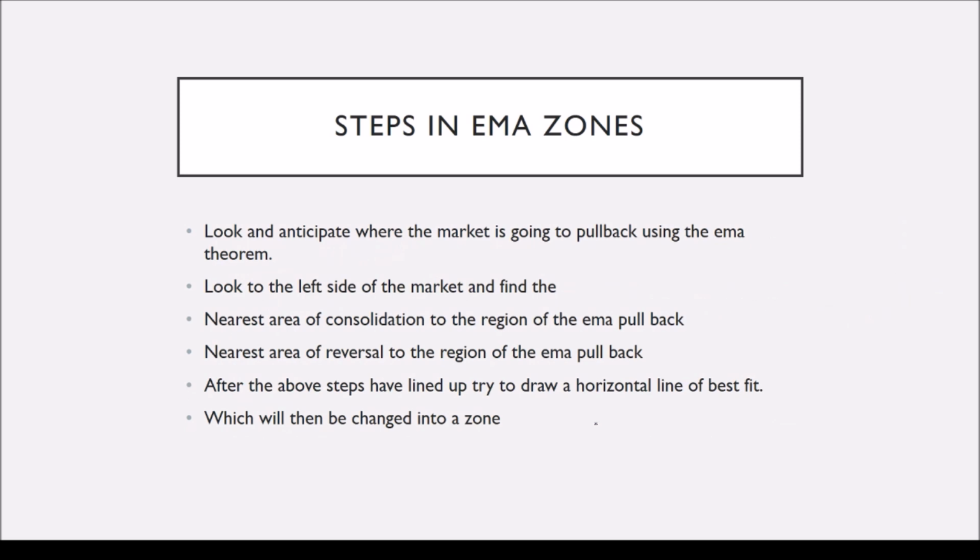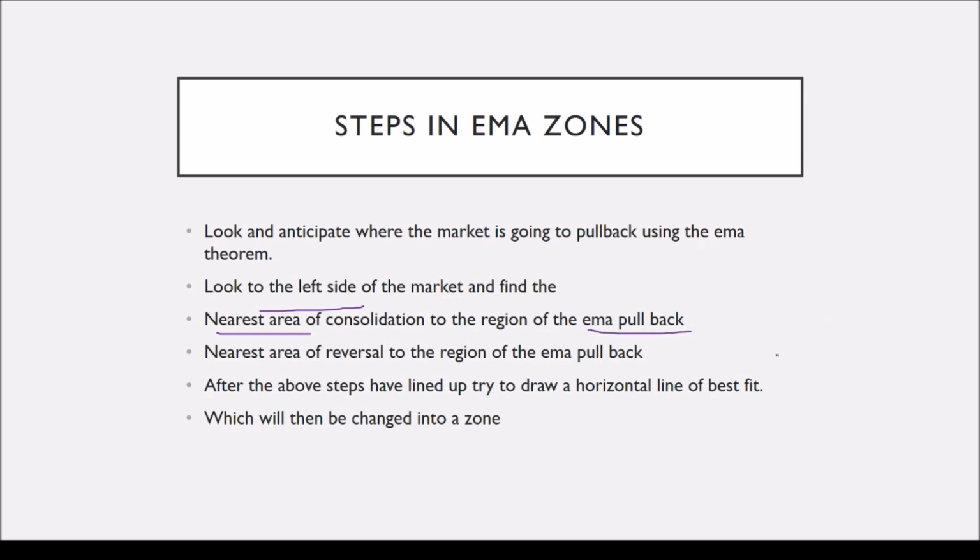So here are the steps in getting the EMA zones. The first one is to look and anticipate where the market is going to pull back using the EMA theorem. Which EMAs have crossed, and which one do you expect to be a guard of the price when it pulls back to it? Look at the left side of the market and find the nearest area of consolidation to the region of the EMA pullback. What do we mean?